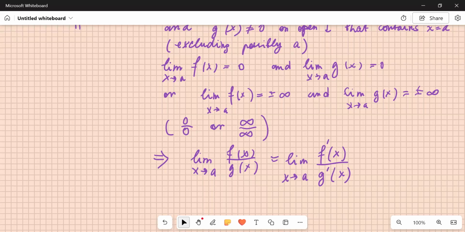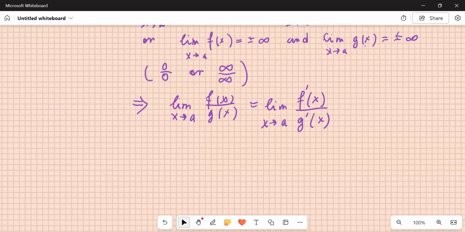Let's apply this rule to our question D. Remember, question D was the limit of ln of x over x minus 1, as x approaches 1. Well, we already know that ln of 1 is equal to 0 and 1 minus 1 is equal to 0 too. So we do have indeterminate form 0 over 0.